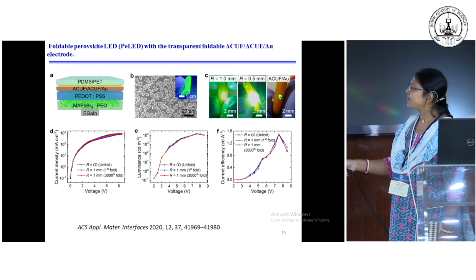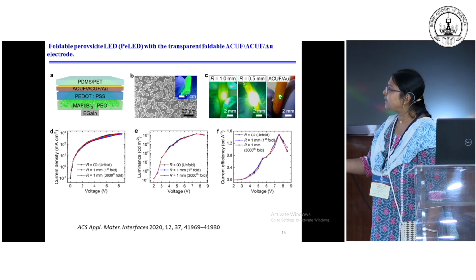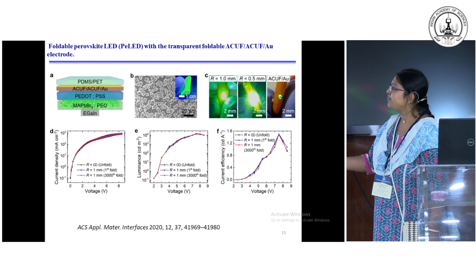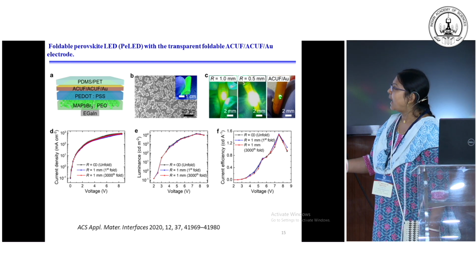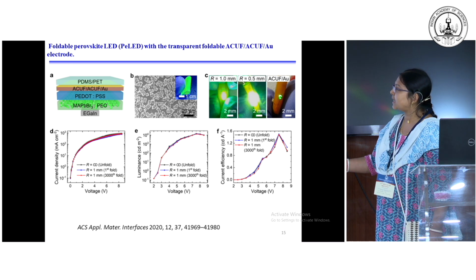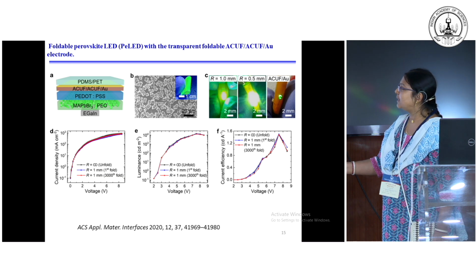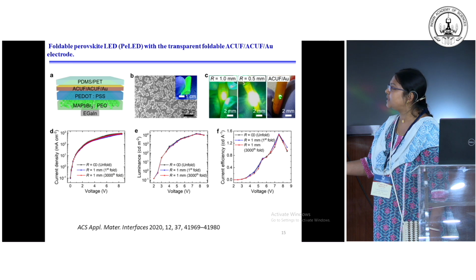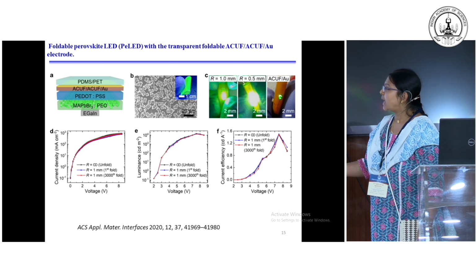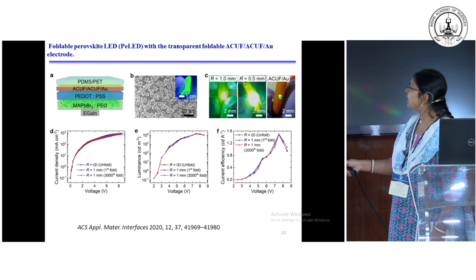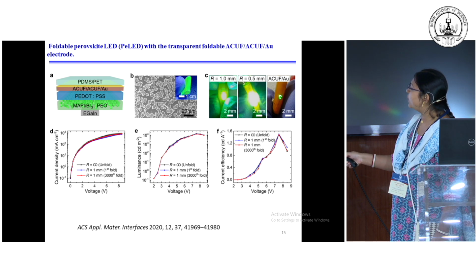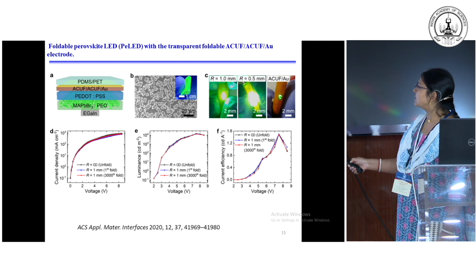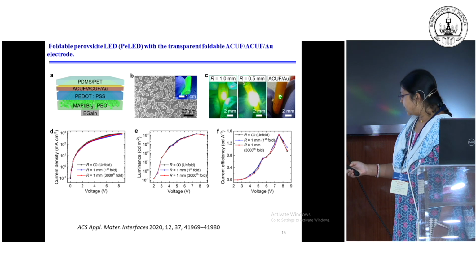This is the scheme where we used our hybrid ultra thin gold film with amorphous carbon as a transparent electrode, and then PEDOT:PSS as the hole injection layer, and then the perovskite PEO polymer composite as the emissive layer, and again as the cathode. And you can see that under extreme folding our PLED is illuminating very well.